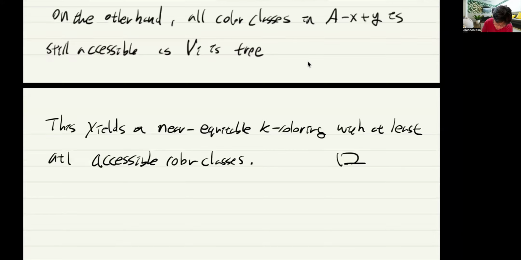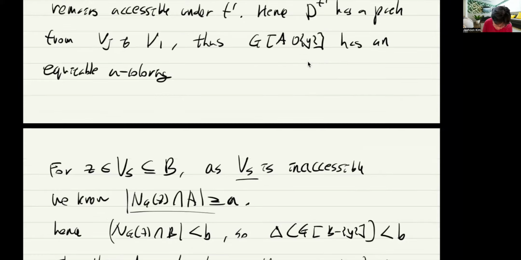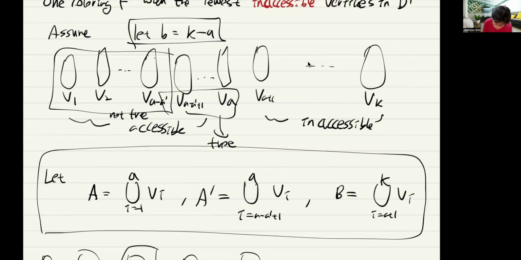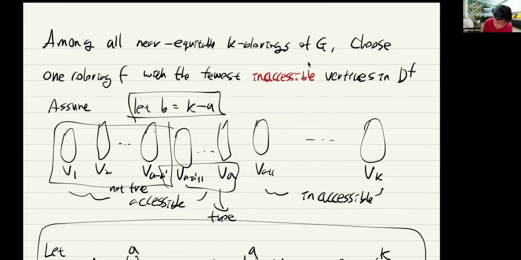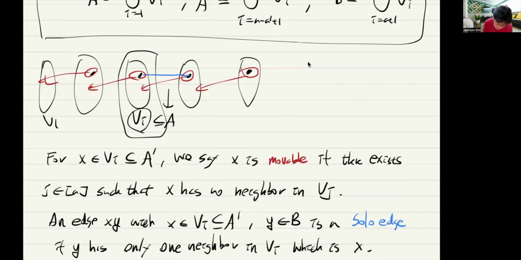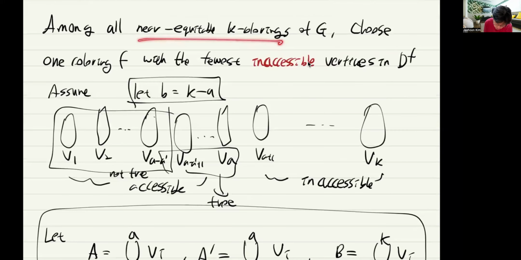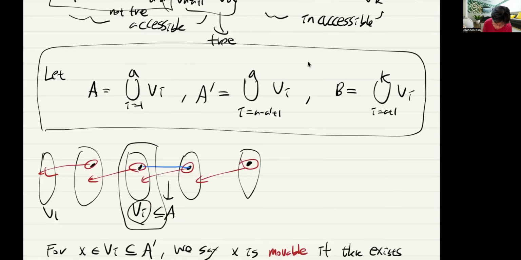Okay, so now we are in the middle of proving the Hajnal-Szemerédi theorem. What we have shown is that if you have a minimum counterexample G, then it has a nearly equitable k-coloring, where one part has size r minus 1, one part has size r plus 1, and every other color class has exactly size r.